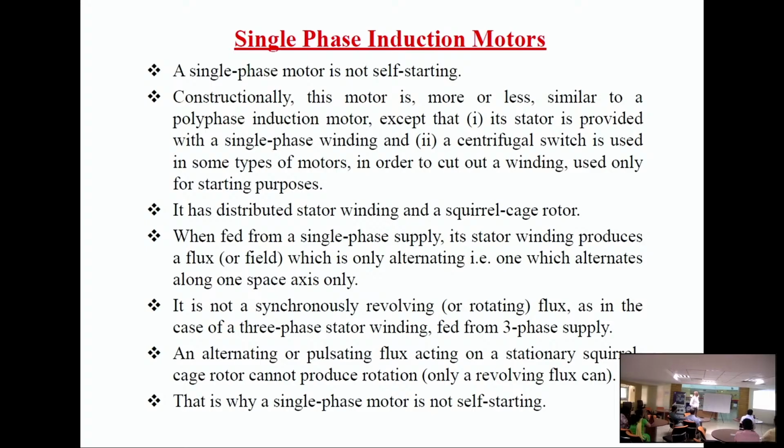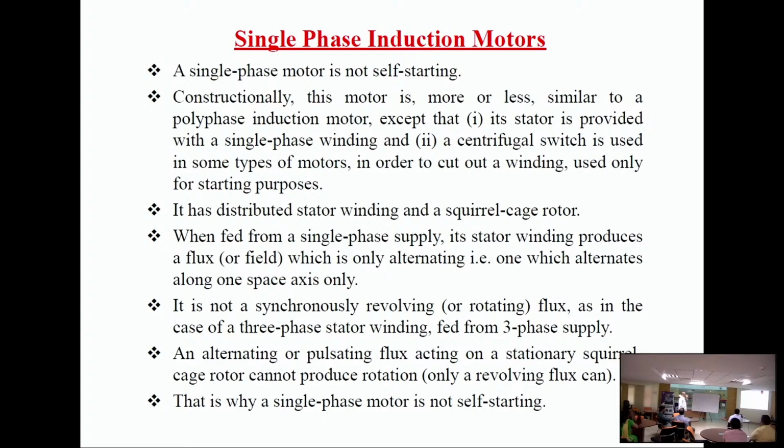Even though it has many advantages, the main disadvantage is that the single phase motor is not self-starting. Constructionally, it is more or less similar to a polyphase induction motor, except that its stator is provided with a single phase winding; a polyphase induction motor has a three phase winding. Generally a centrifugal switch is used, though not always. A centrifugal switch is used in some types of motors in order to cut out a winding used only for starting purposes. It will be detailed later. So the main parts are the stator winding, distributed stator winding, and squirrel cage rotor.